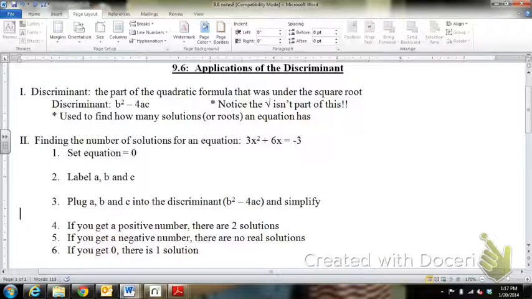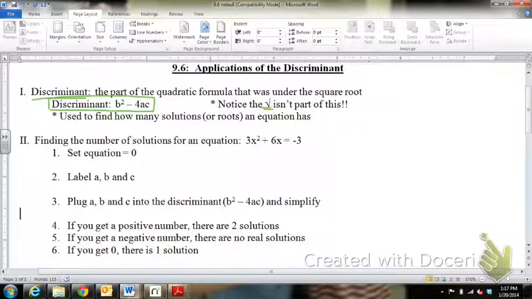In section 9.6, we're going to talk about the discriminant and what it means to quadratic formulas. So the discriminant is just the part of the quadratic formula that was under the square root. Here's the discriminant. It's just b squared minus 4ac. Notice that the square root is not part of this formula. We're using this to tell how many solutions or how many roots a quadratic equation has. So we're not finding them, we're not solving them, we're just saying how many there are.